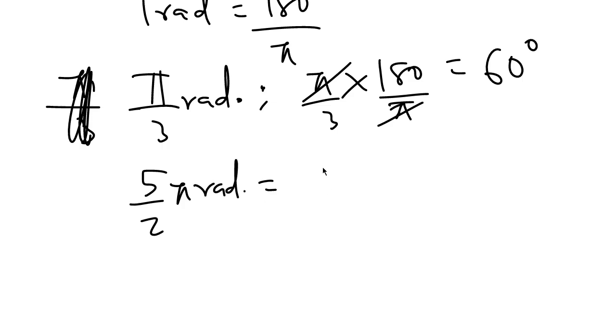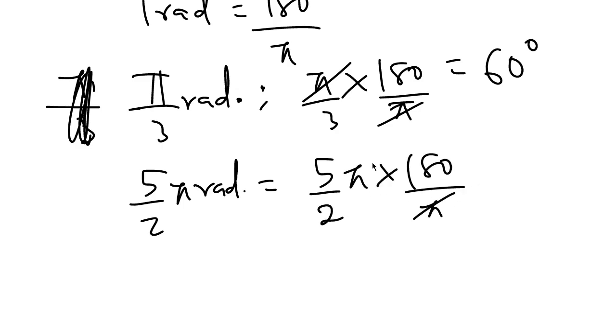That's simply going to be 5 over 2 pi times 180 over pi. This cancels this, and then 2 into itself is 1, and then we have 90, and then that's 450 degrees. Do you understand? So let's say you're asked in the exam to convert from degrees to radians.